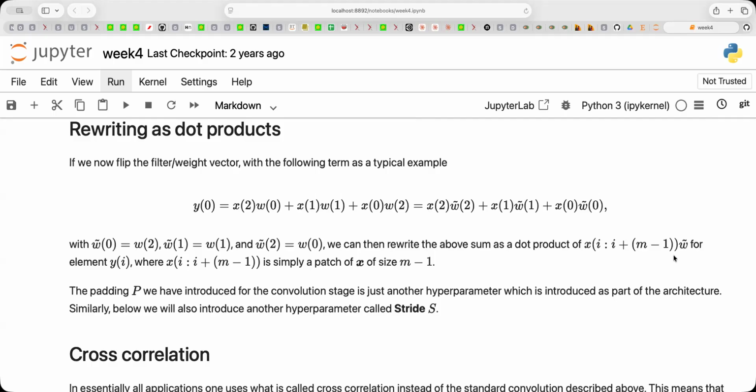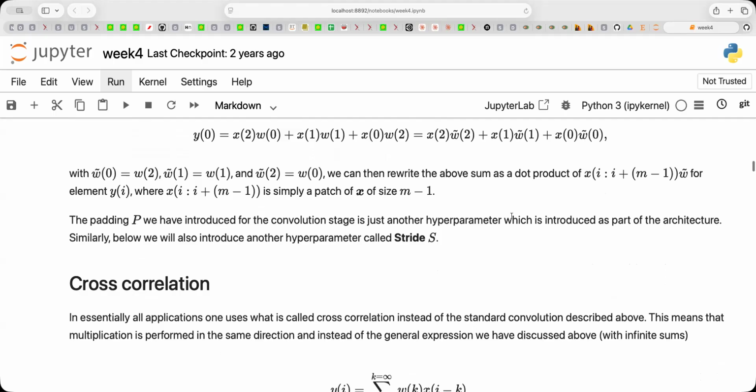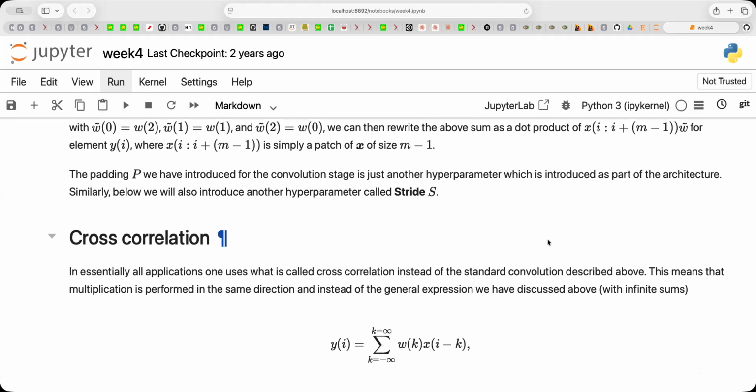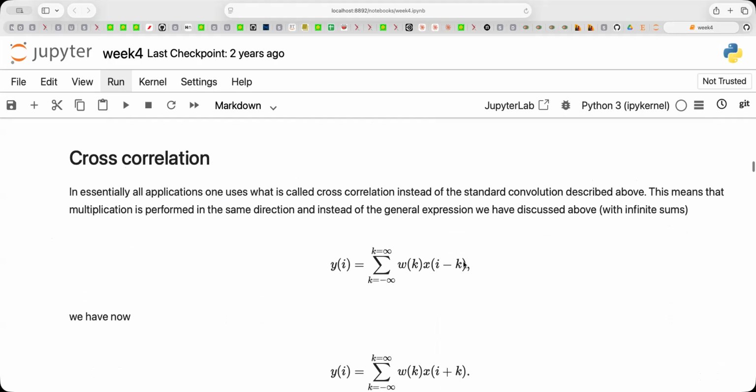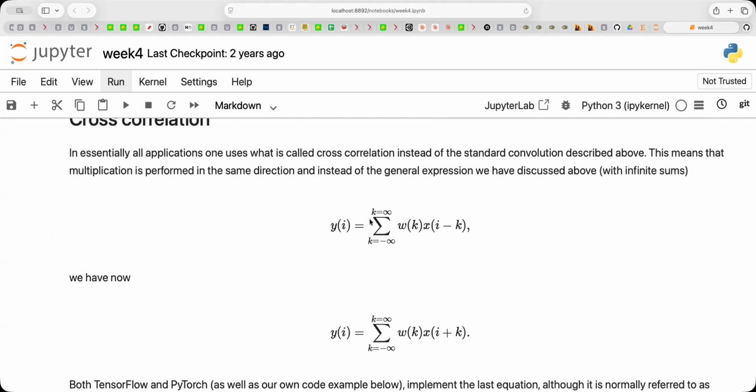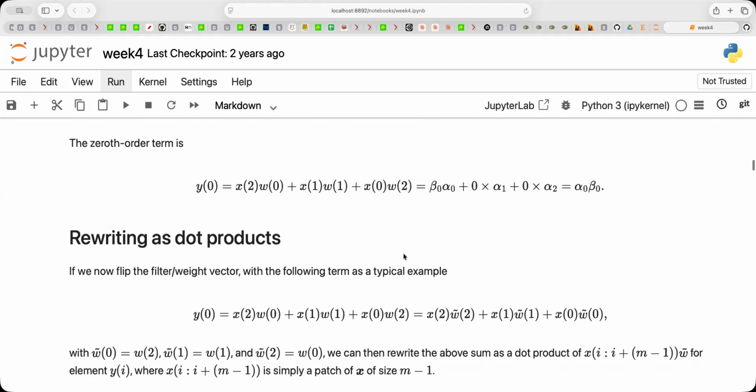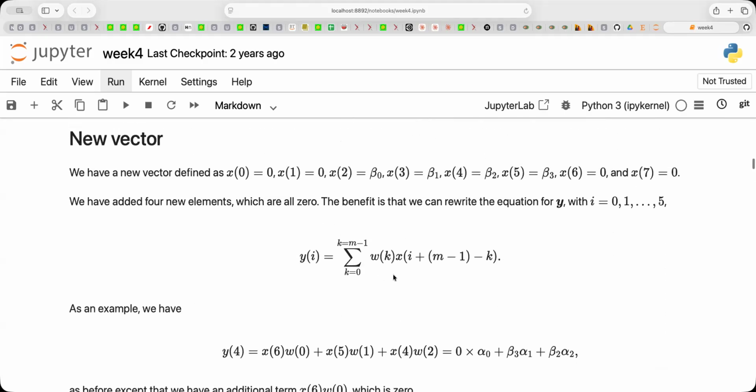So the padding you have introduced for the convolution is just another hyperparameter which is introduced as part of the architecture, and similarly with the stride here. So if you look at one dimension, this is roughly what you end up doing. This is a convolution stage, but obviously you will not let this run from minus infinity to plus infinity. You would have this one rewritten in a way like the one which you see here. And you would encode this in these multiplications of 2 vectors as an inner product, which is something you can encode very efficiently on the computer. Do you see it? Is it okay?